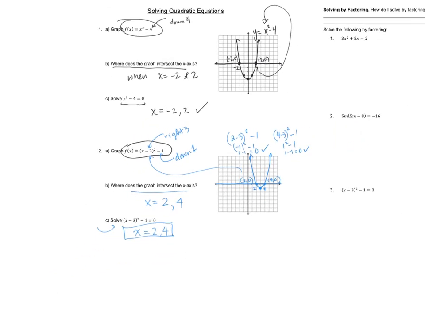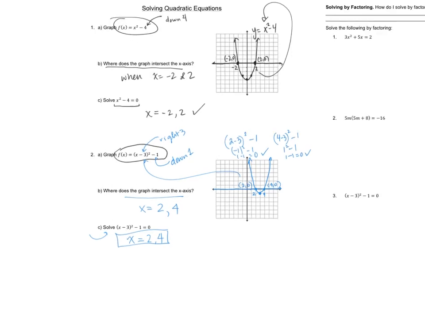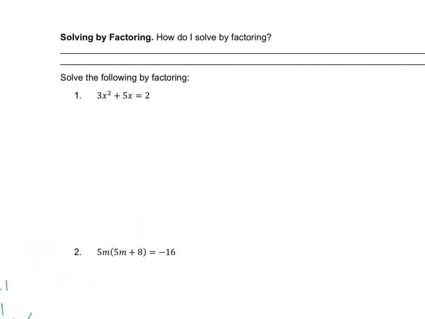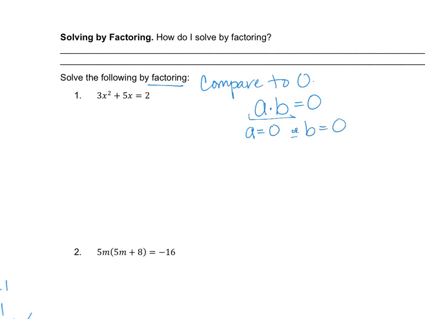And so we want to try and have another method that doesn't involve just that graphing. So let's take a look. When we flip over to the next page, we're going to look at solving by factoring. And we've seen this a little bit already, but let's look at it a little bit more. In order to solve by factoring, we want to compare to 0. And the reason we want to compare to 0 is because if you have the product of two things equal to 0, then that means either the first thing, A, is 0, or the second thing, B, is 0.